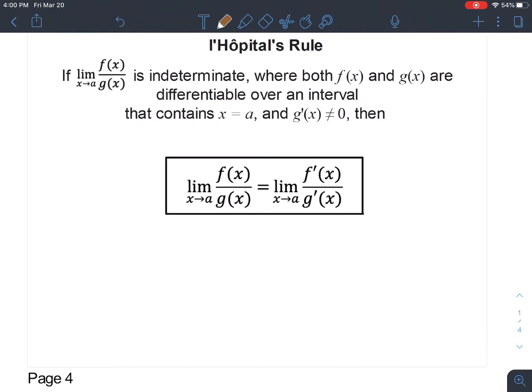If we can show that a limit of f of x over g of x will be indeterminate, f of x and g of x are both differentiable over the interval where x equals a exists, and then the denominator of our derivative is not 0, then this right here, we can just take the derivative of the top and the bottom of our fraction, and that will get us the same answer as before.